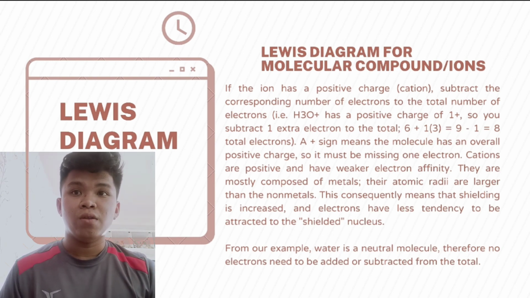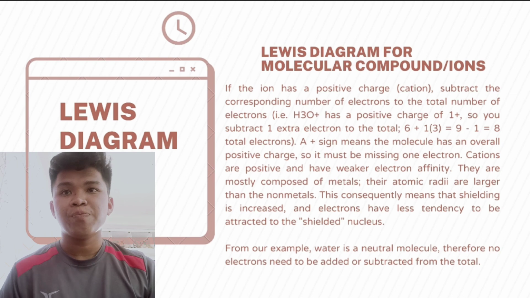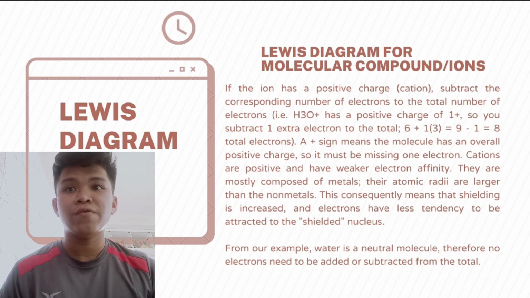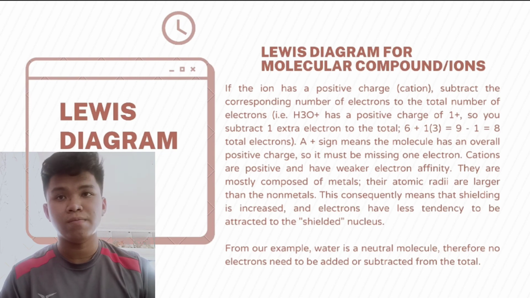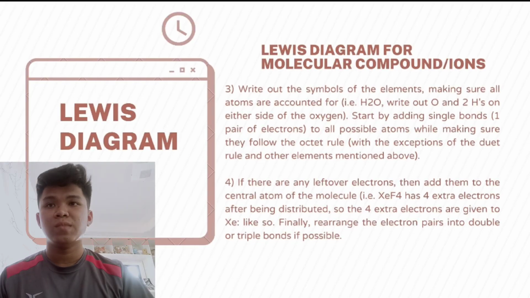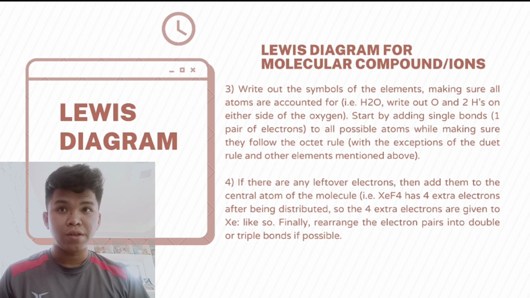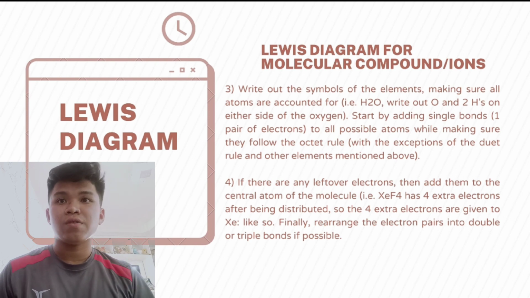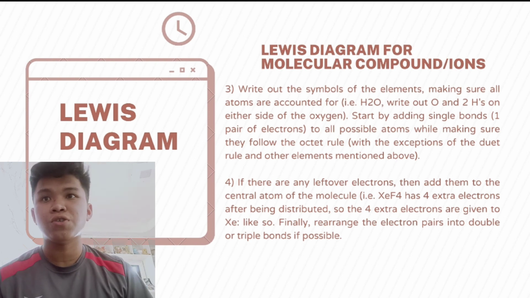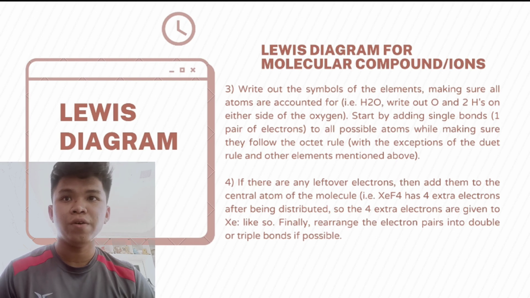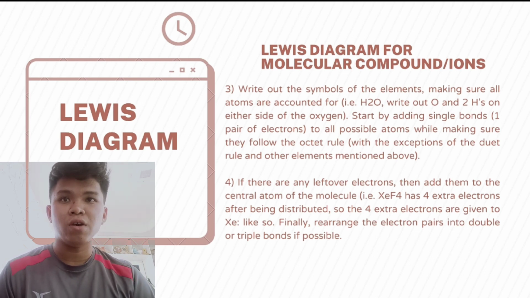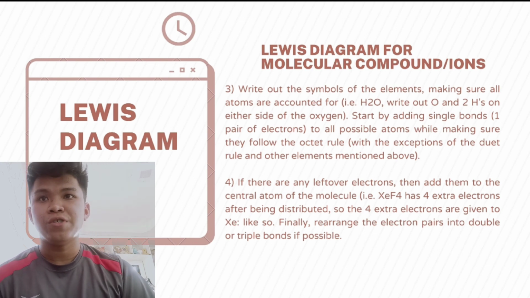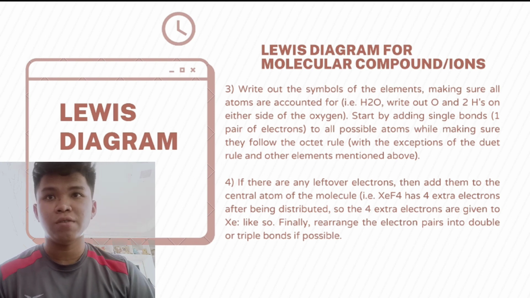From our example, water is a neutral molecule, therefore no electrons need to be added or subtracted from the total. For the third step, write out the symbols of the elements, making sure all atoms are accounted for. Example, H2O: write out O, or the oxygen, and 2 hydrogens on either side of the oxygen.